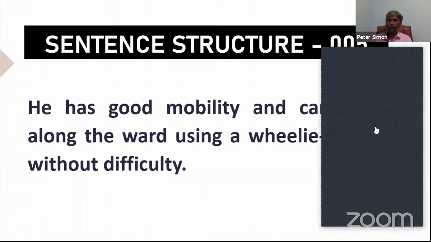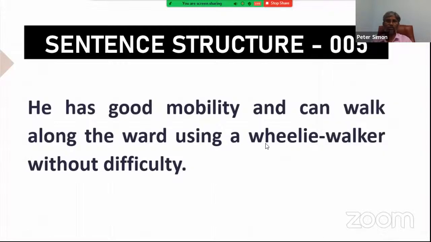That's it. Then with the use of a wheelie walker, Abhi Magesh, his mobility has increased. Remove "his". Mobility has increased. Why "his"? Who wants this? He can ambulate with the use of a wheelie walker. Spelling mistake, and full mobility has been noticed. Okay, remove "he" everywhere. Very good. So next sentence.